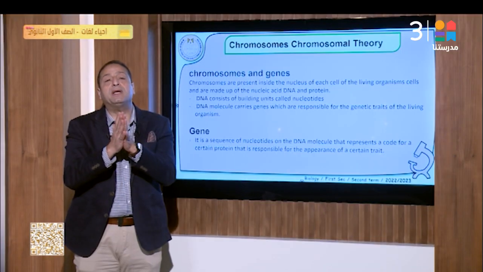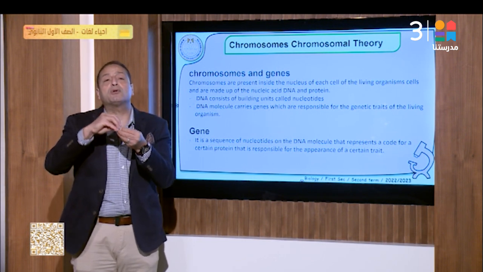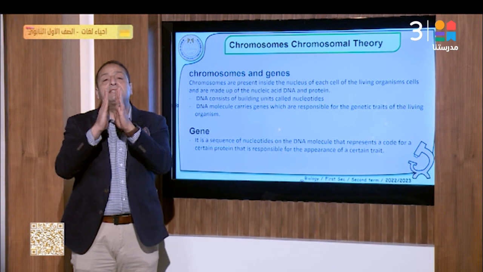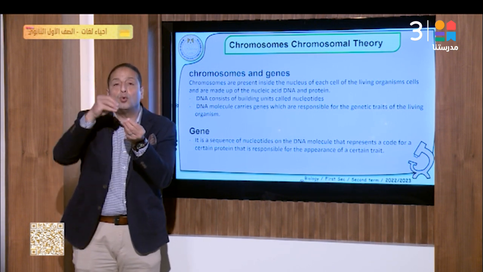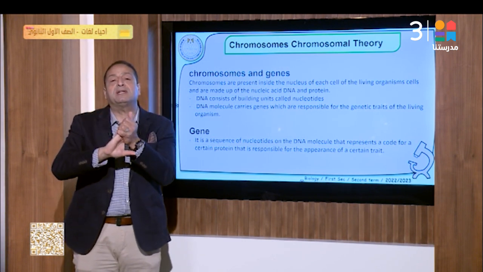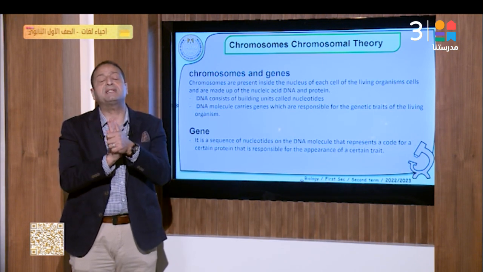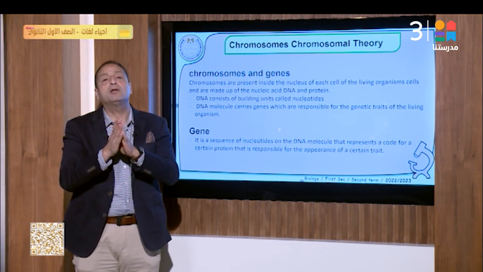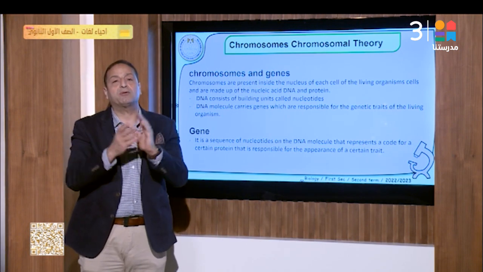Because it disappeared as the result of the disappearance of the protein responsible for the appearance of this trait. That means the gene, a sequence of nucleotides, represents the code of a certain protein responsible for the appearance of a certain trait. If this code is not found, no protein is found and the trait cannot appear at all. So it may be due to mutations.